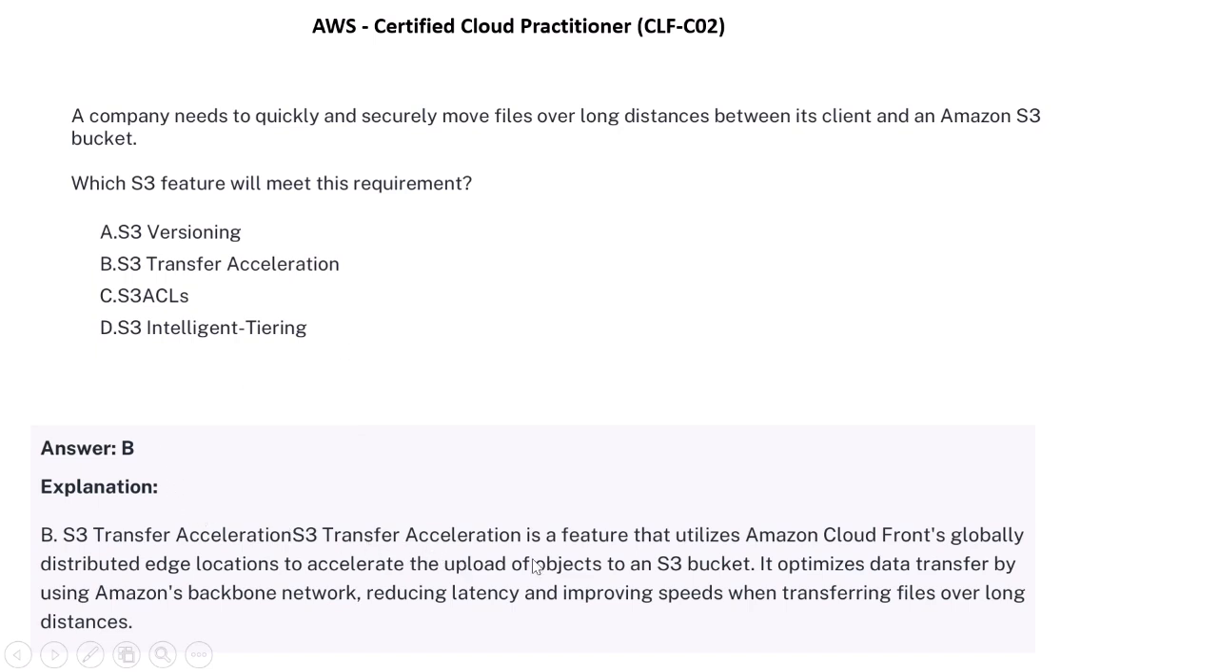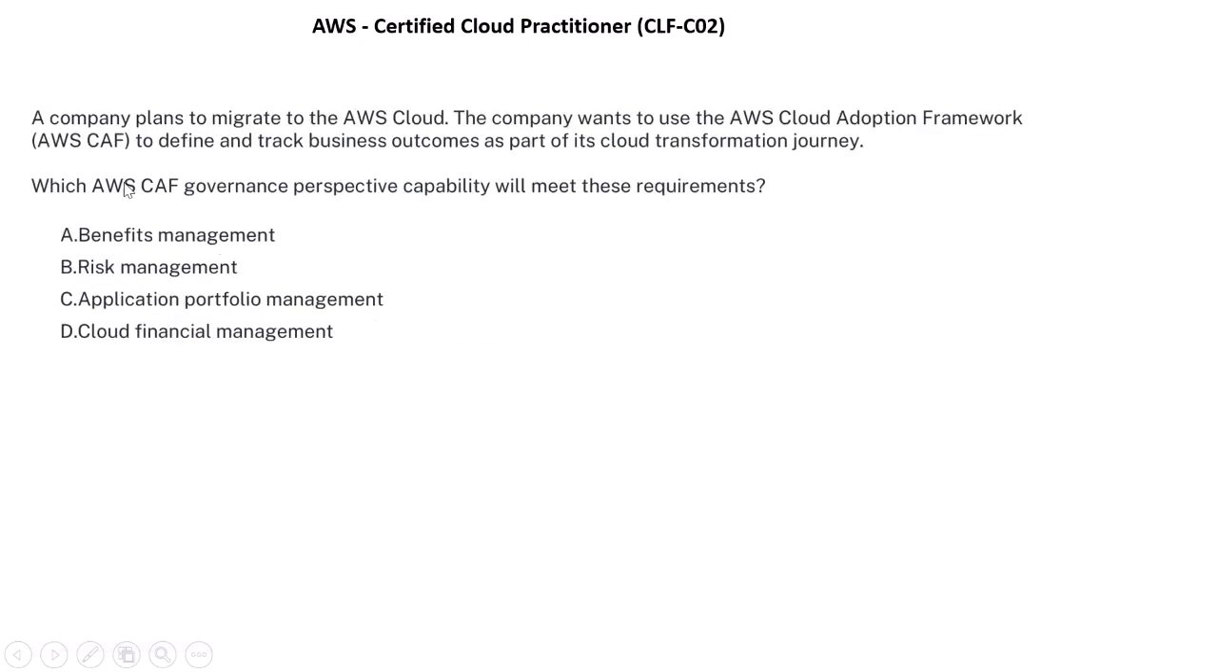S3 Transfer Acceleration is a feature that utilizes Amazon CloudFront's globally distributed edge locations to accelerate the upload of objects to an S3 bucket. It optimizes data transfer by using Amazon's backbone network, reducing latency and improving speeds when transferring files over long distances. Next question.